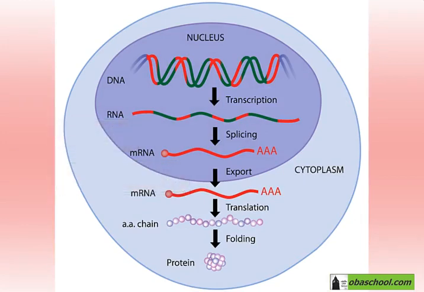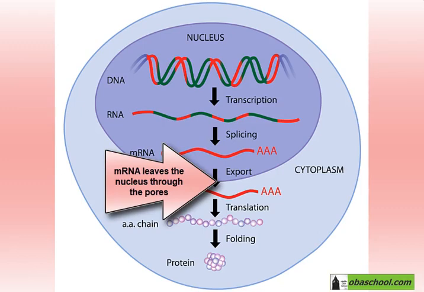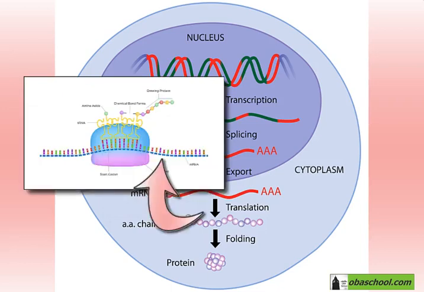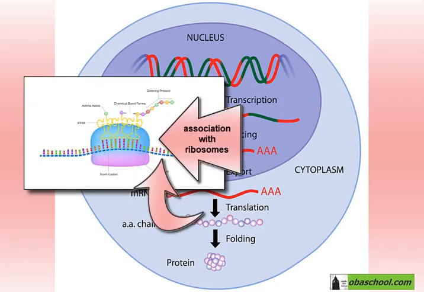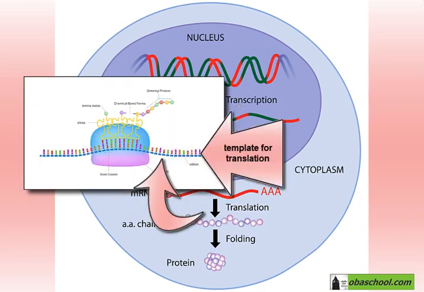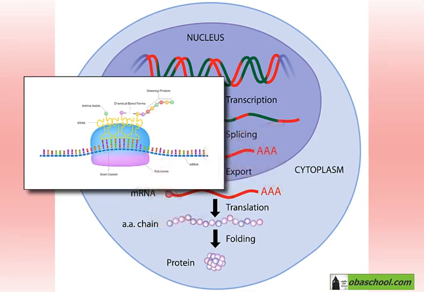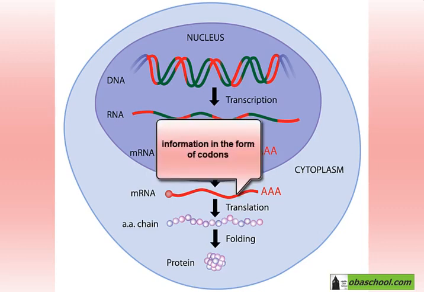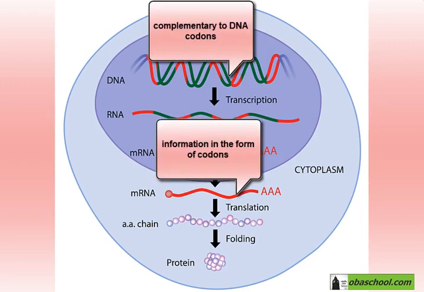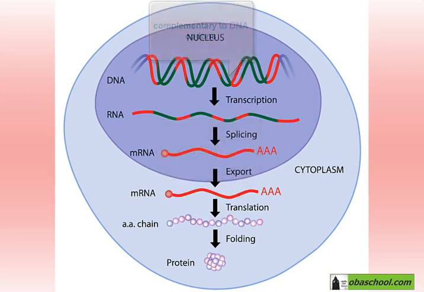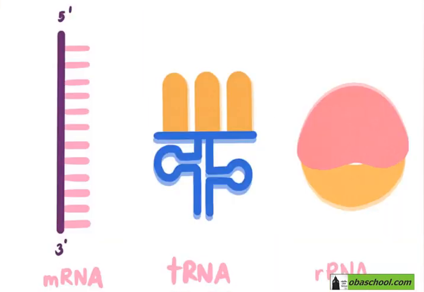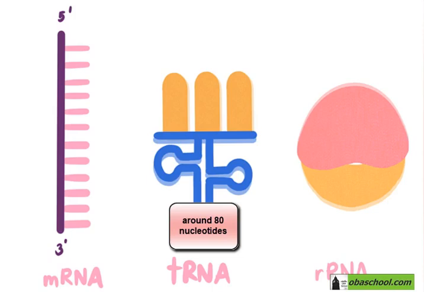Once formed, the mRNA leaves the nucleus through the nuclear pores and enters the cytoplasm and associates with ribosomes. The mRNA at the ribosomes is used as a template for protein synthesis. The structure of mRNA serves its function because it has information in the form of codons that are complementary to the DNA codons. As for transfer RNA, it is a small molecule made up of around 80 nucleotides.